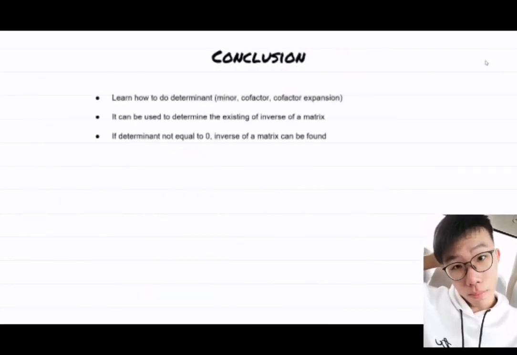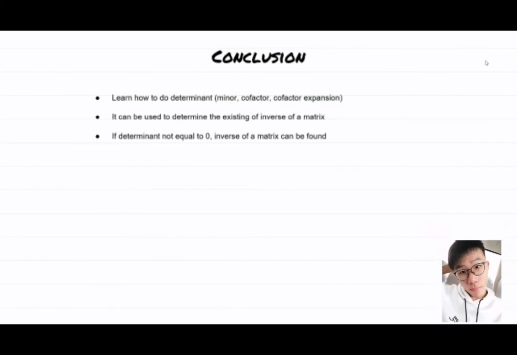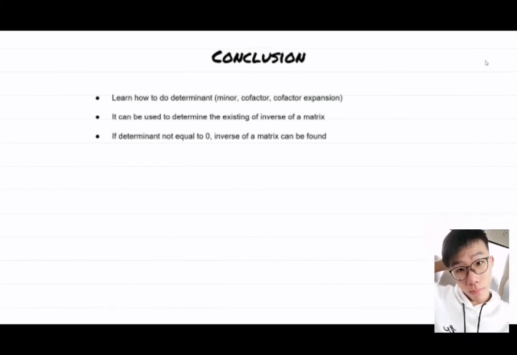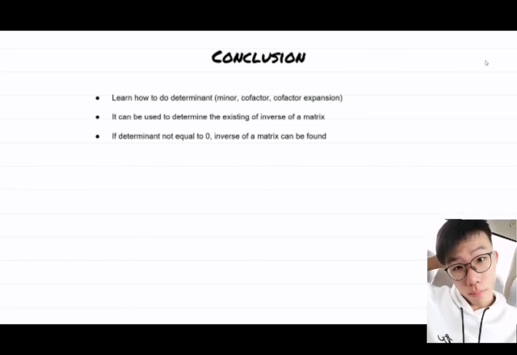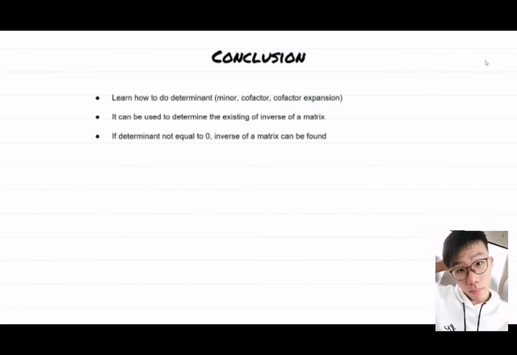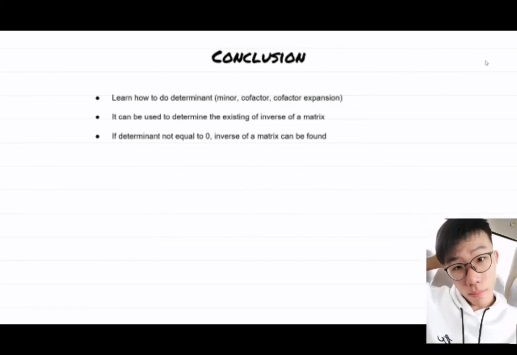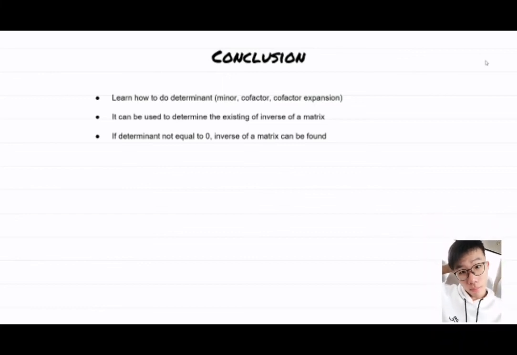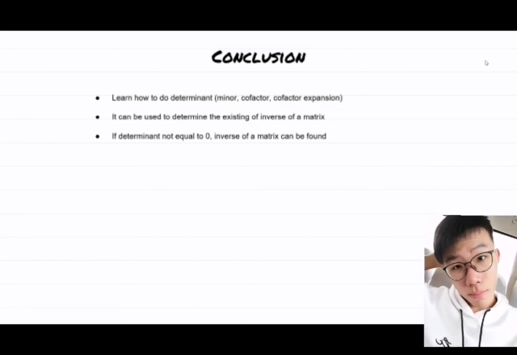So in conclusion, in this chapter, you have learned how to find the minor, cofactor, and cofactor expansion to calculate the determinant. So what is the use of the determinant? It can be used to determine the existence of the inverse of a matrix. If the determinant is not equal to 0, the inverse of a matrix can be found. You can learn about the inverse of a matrix in the next subtopic.